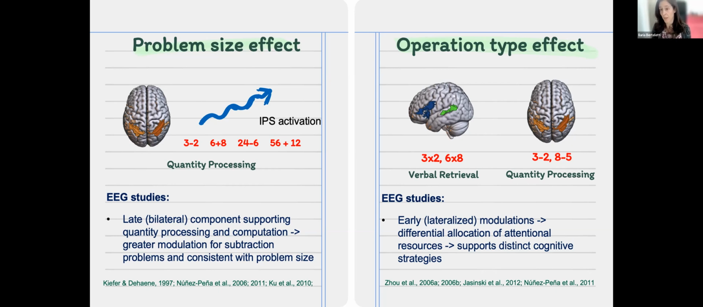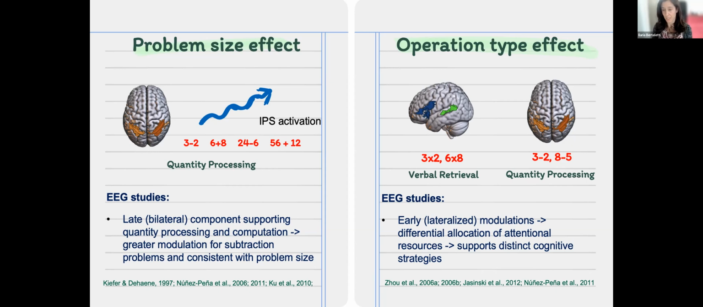On the right side, we have the operation type effect. Here we see that the neural networks involved are different depending on the operation type. Those problems that are solved using verbal strategies and are memorized through verbal repetition recruit more language areas in the left hemisphere, whereas those problems that rely more on quantity processing activate the IPS more, and subtractions and multiplications have shown to have the most distinct neural networks.